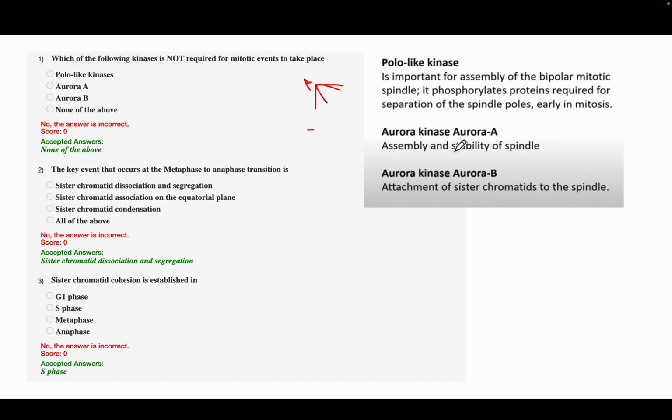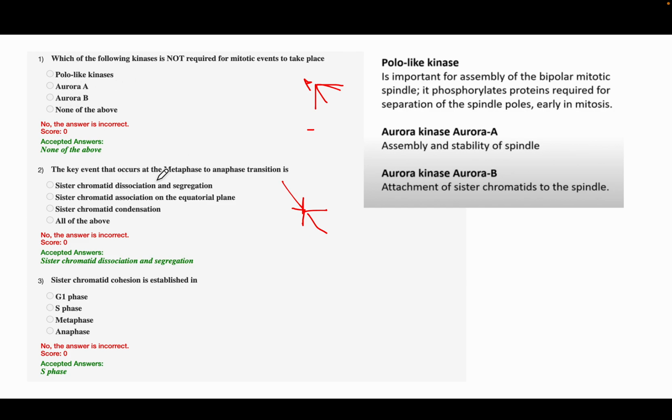Then comes Aurora kinase, Aurora A. It helps in assembly and stability of the spindle. Aurora kinase B helps in attachment of sister chromatids to the spindle. So we know that during mitosis we need to have the sister chromatids attached to the spindle, and with that respect Aurora kinase B plays a role. Here they ask which is not required, so the answer will be none of the above, because all three are required.